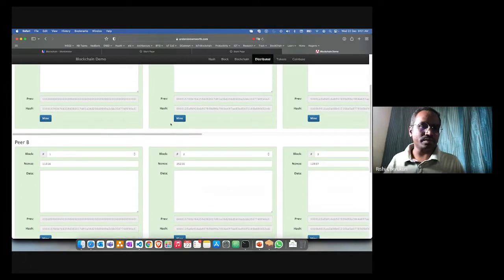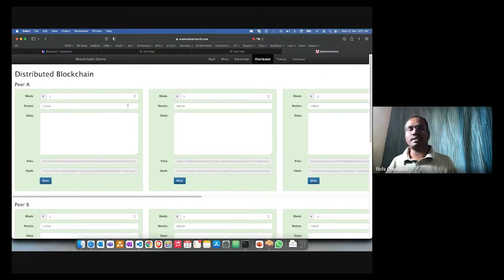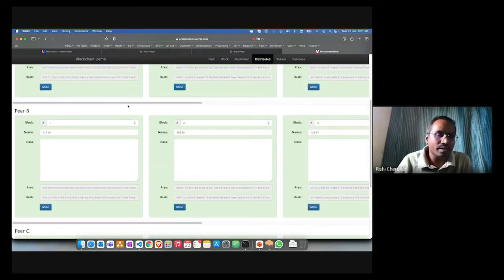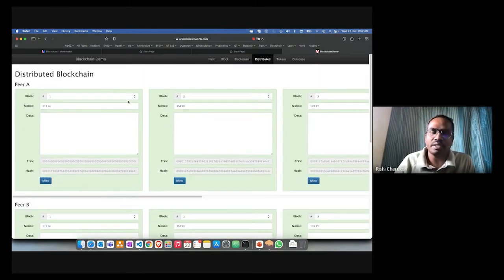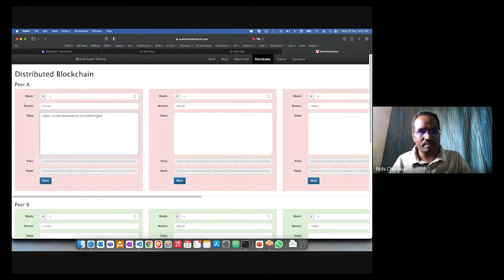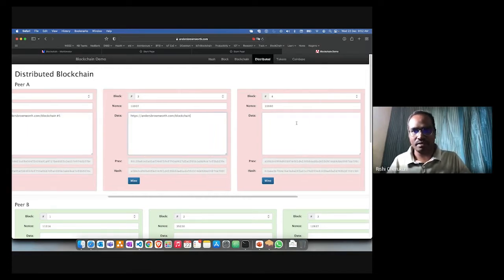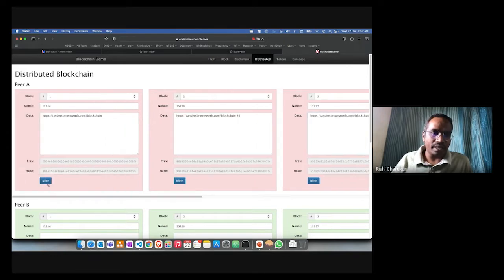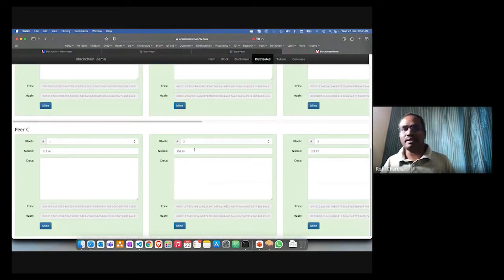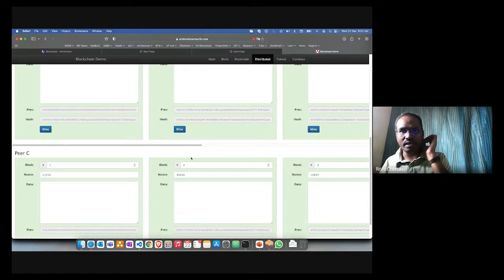So this is a distributed blockchain where three different people or peers or nodes have the same copy of the chain, right? For example, if I did blockchain here and then number one here and number two here, right? So once we mine it and it is shared with all the peers that are there, that's when it's called a distributed ledger, right?